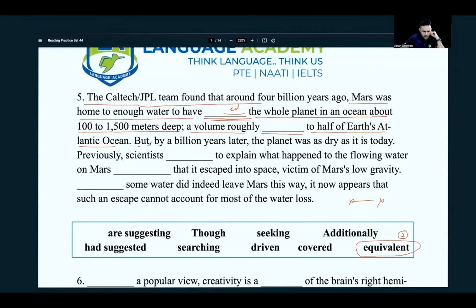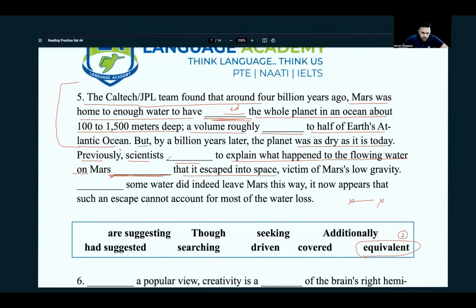But by so 4 billion years ago, this was the condition, means there was a lot of water on Mars. But by a billion years later, the planet was dry as it is today. Previously, scientists dash to explain what happened to the flowing water on Mars, that it escaped into space. So they probably thought that water escaped into space. Let's look for the right word over here.